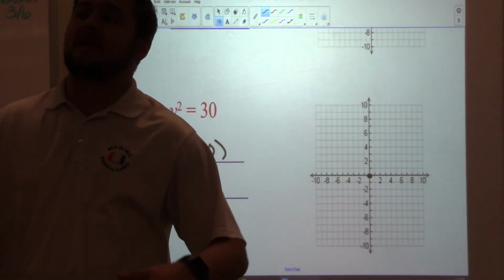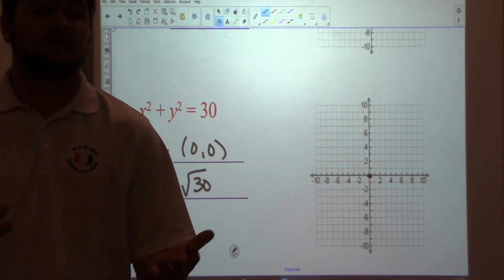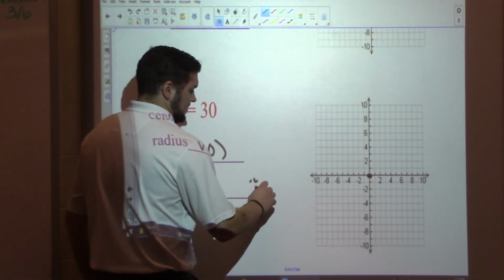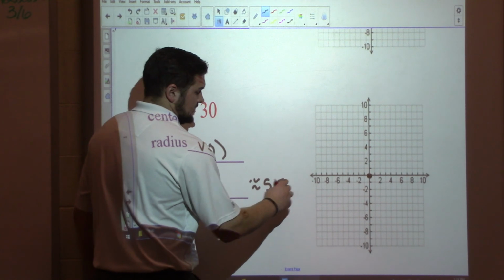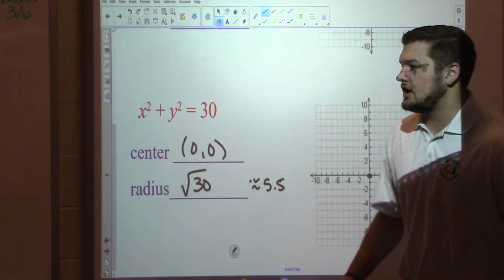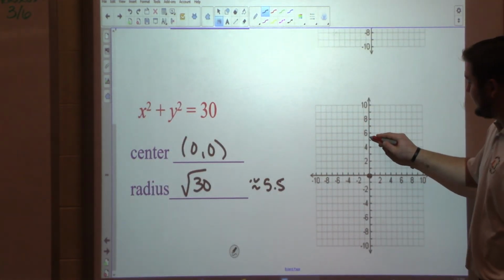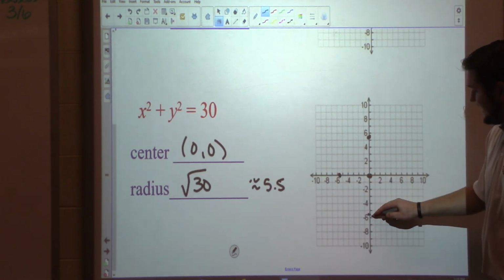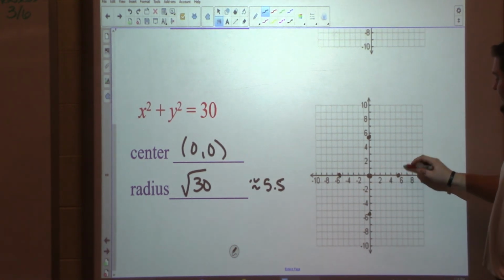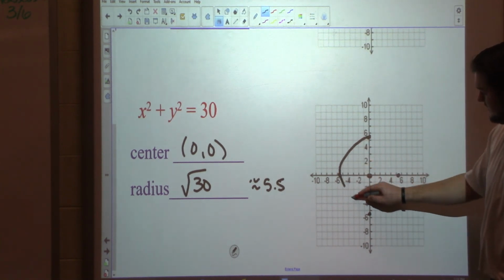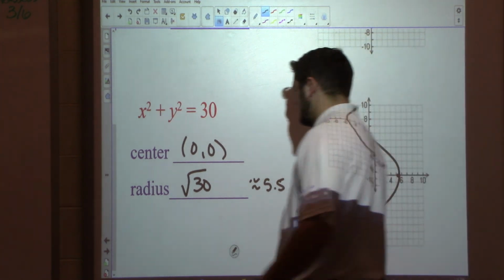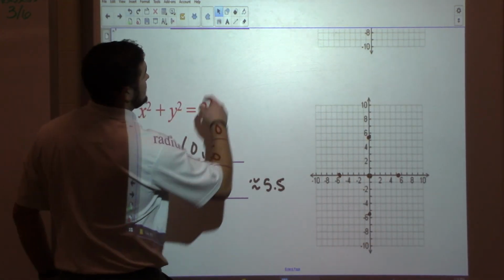Now, do you know what square root of 30 is to graph? No. So you, at that point, change it to a decimal, and then you approximate it, right? What does it approximately come out to? 5.5? So then when you go to graph it, you're going to go from your center, up 5.5, left 5.5, down 5.5, and to the right 5.5. And then approximately draw your circle.